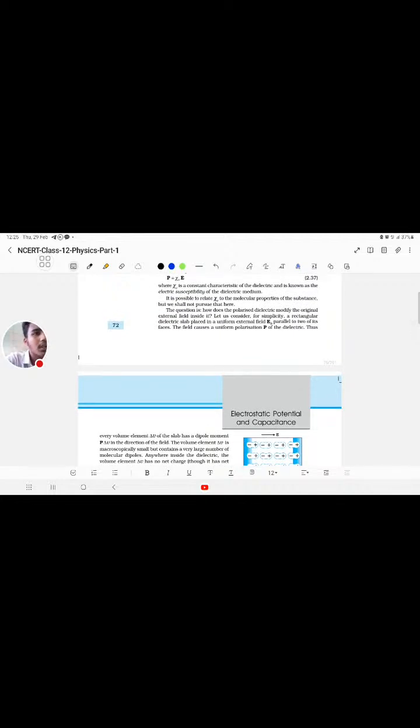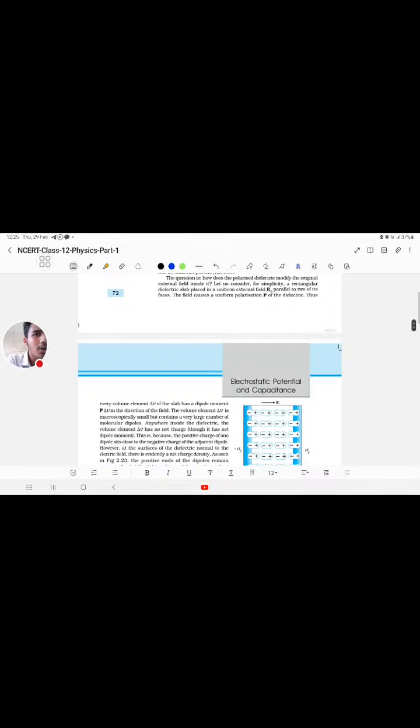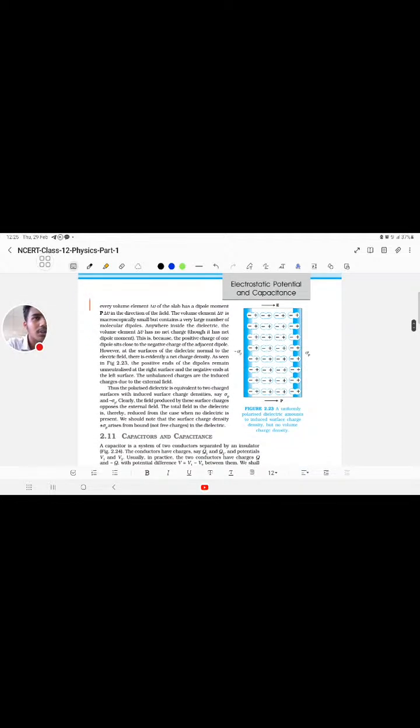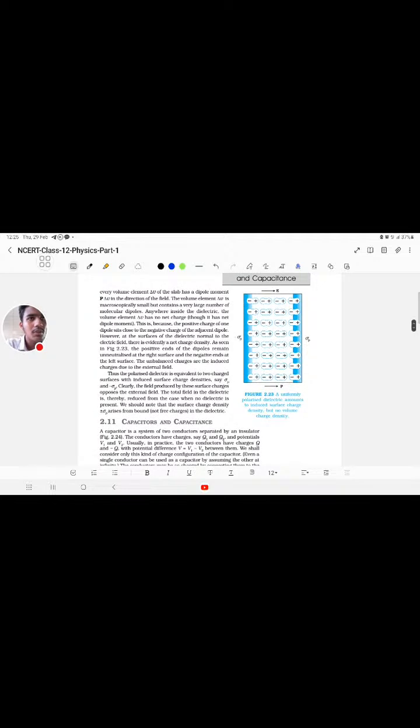So how does a polarized dielectric modify the original electric field? Now that we have seen how polarization is done, we'll see what it can do. So we'll consider for simplicity a rectangular dielectric slab placed in a uniform external field parallel to two of its faces. The field causes a uniform polarization P of the dielectric. Let's say every volume element delta V of the slab has a dipole moment P delta V in the direction of the field. The volume delta V is macroscopically small but contains a very large number of molecular dipoles.